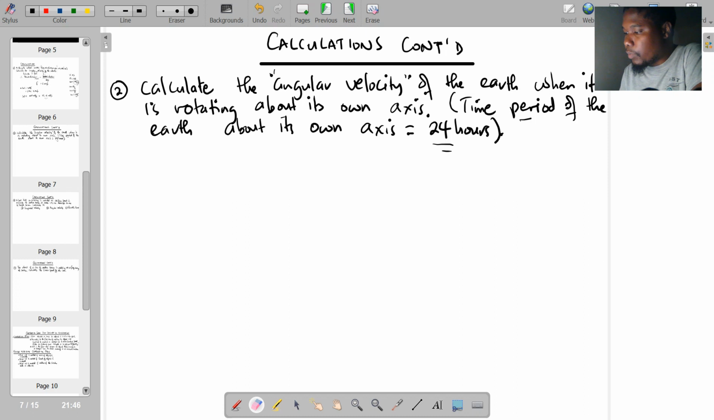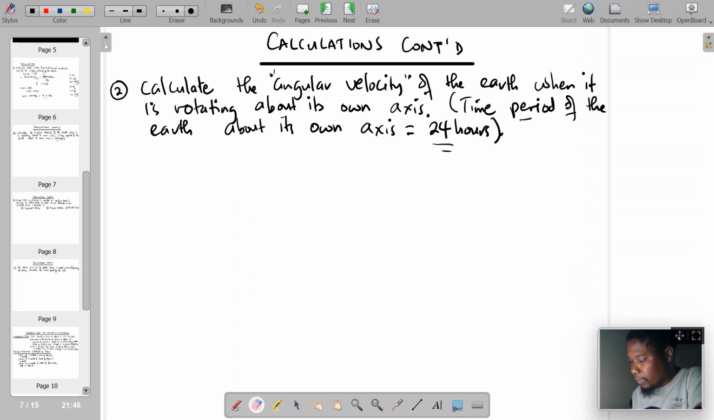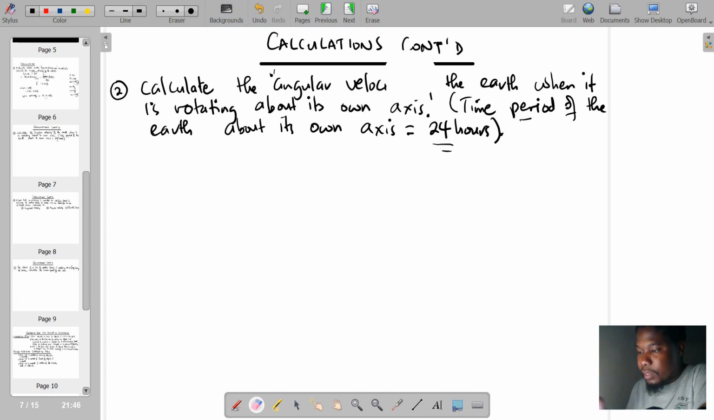Now, the problem that we're having here is a problem on angular velocity. The problem says calculate the angular velocity of the Earth when it is rotating about its own axis. And they're saying the time period of the Earth about its own axis is equal to 24 hours. So first of all, we need to remind ourselves of the formulas that we came up with for angular velocity. This concept right here.